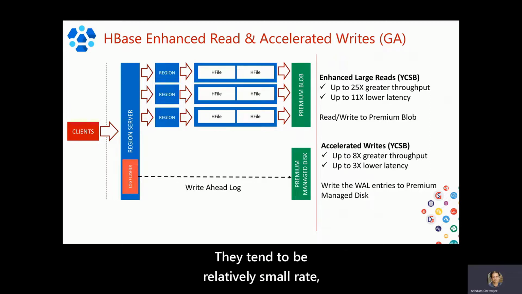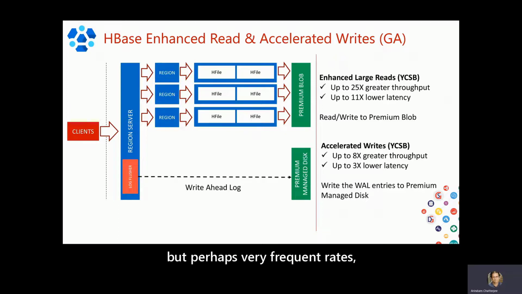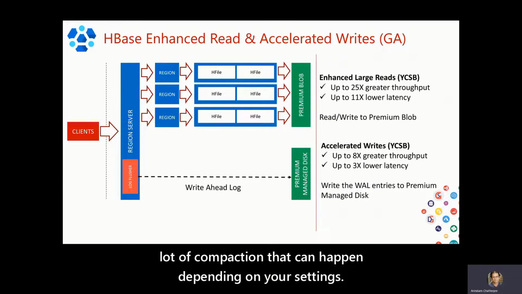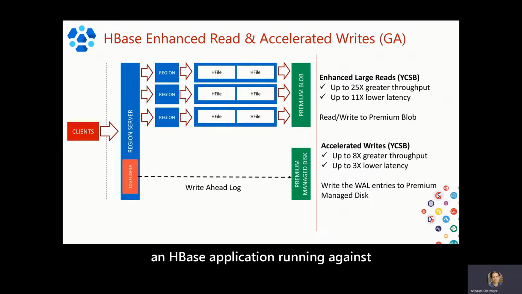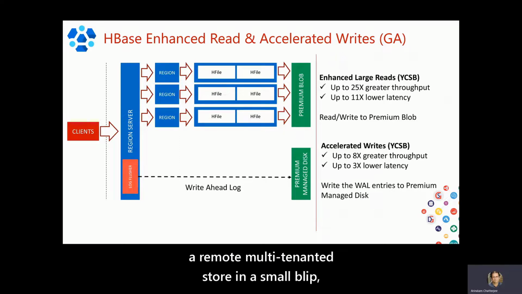They tend to be relatively small writes, but perhaps very frequent writes. A lot of compactions can happen depending on your settings. And so we have seen that by default, an HBase application running against a remote multi-tenanted store sees small blips, small spikes in latency at the 95th percentile plus, which can have an adverse impact on the performance of the HBase service itself.